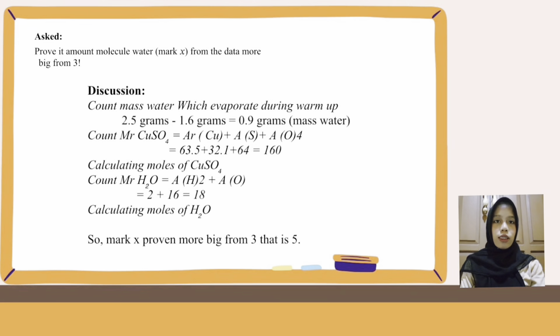From this equation, it is known that 1 mole of ethanol produces 3 moles of water. So if 0.2 mole of ethanol is burned, the water produced is 0.2 times 3 equals 0.6 moles of water. 3. Change moles of water to mass of water, using Mr of water equals 18 grams per mole. 0.6 times 18 grams per mole equals 10.8 grams of water.